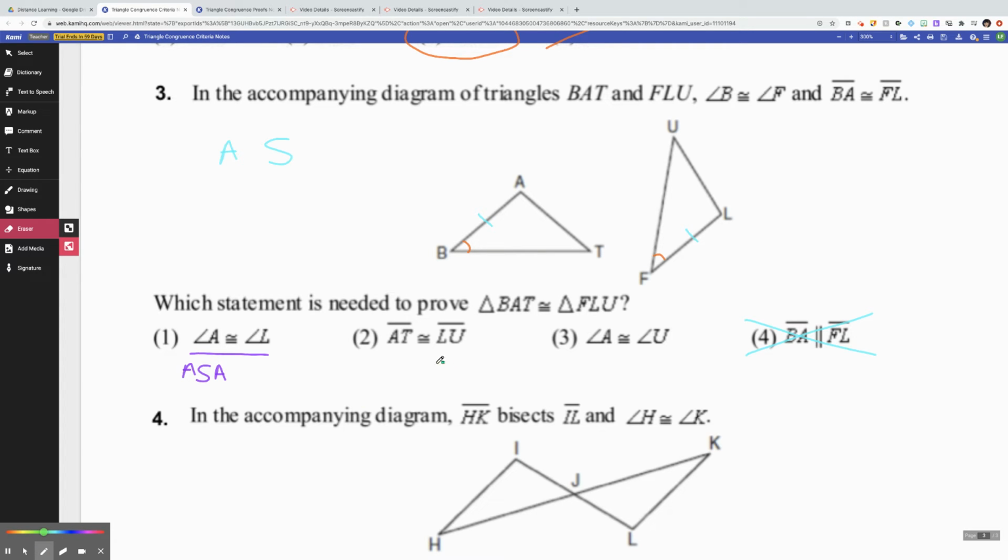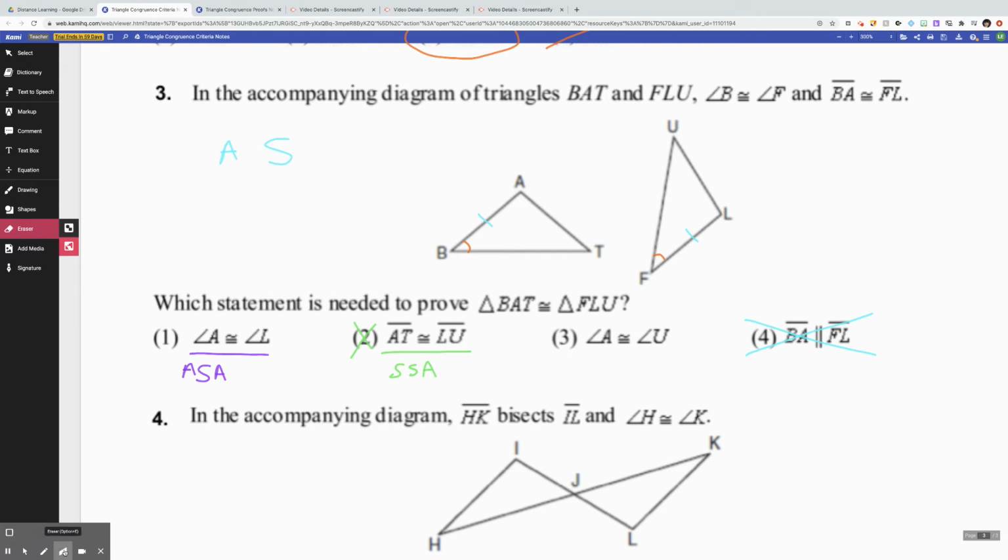So let's change our colors here. For 2, they said AT is congruent to LU. So this one does not work because this is side, side, angle, which is one of those that does not work, right? SSA. So that's not right. Let's erase those because I don't think that's correct.